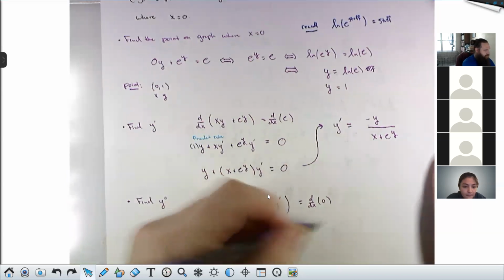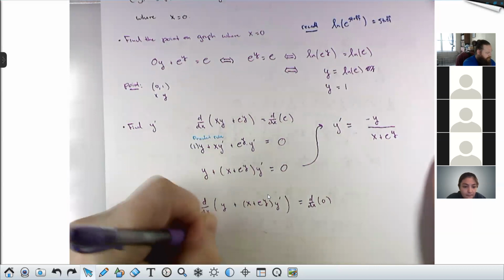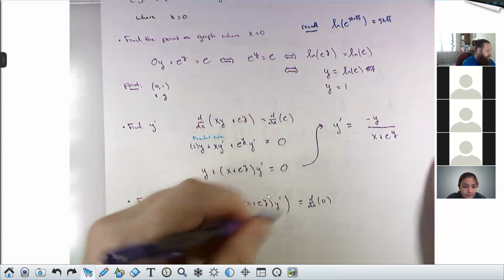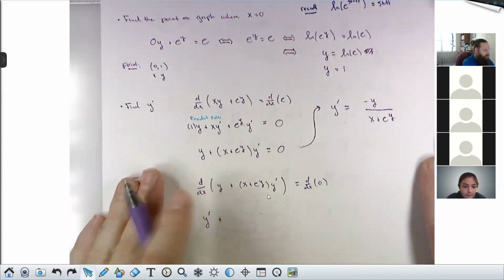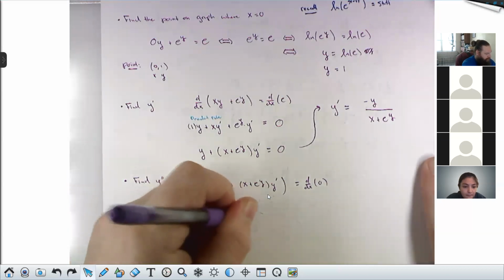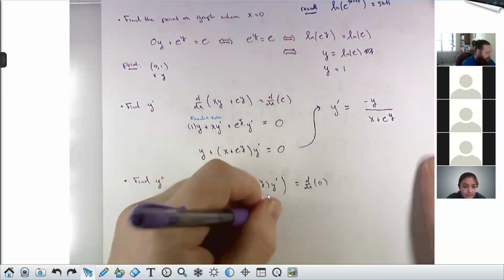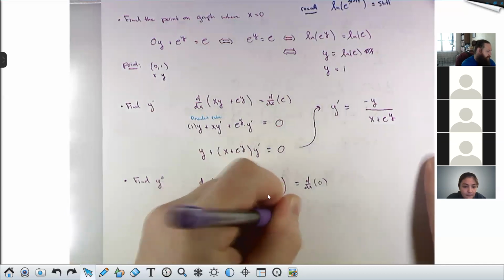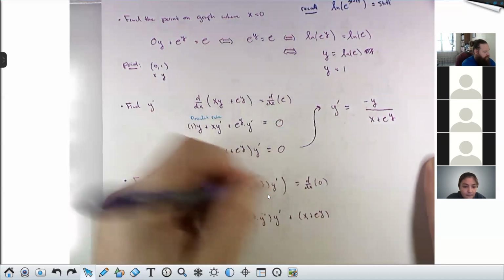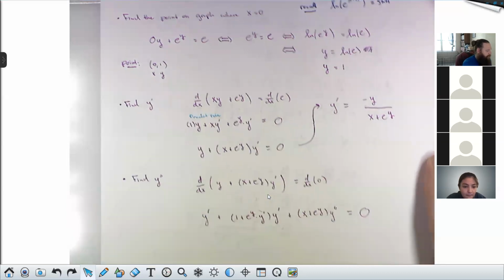Again, on the right-hand side, d/dx of the constant is going to be 0. On the left-hand side, d/dx of y is y prime, and then plus... Here again, I'm going to need a product rule, and this time it's a little more complicated. I differentiate x plus e to the y, and that gives me 1 plus e to the y times y prime. And I leave the y prime alone. And then I leave x plus e to the y alone. And I differentiate y prime, I get y double prime. And on the right-hand side, d/dx of 0 is 0.